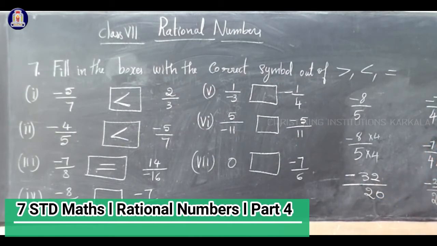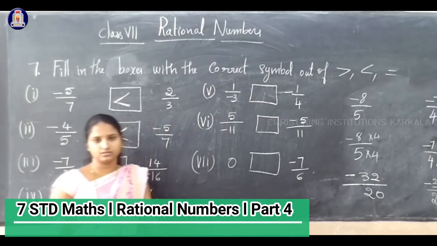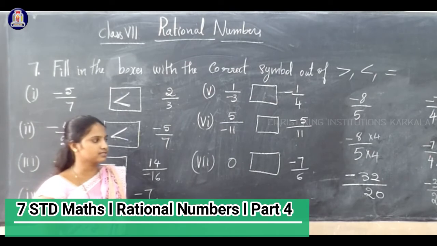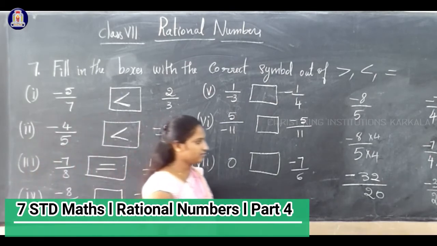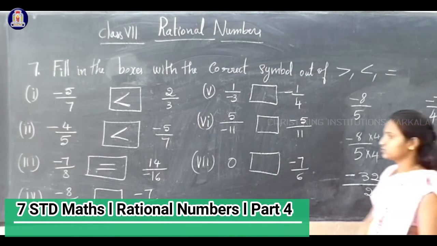So the denominators are the same and the numerators you can compare now. 32 and 35, minus 32 and minus 35, both are negative integers. So which is greater and which is smaller? Minus 32 is greater than minus 35 because they are negative integers. The smaller one is always greater, isn't it? See here, 32 is negative, 35 is negative, so that is smaller.